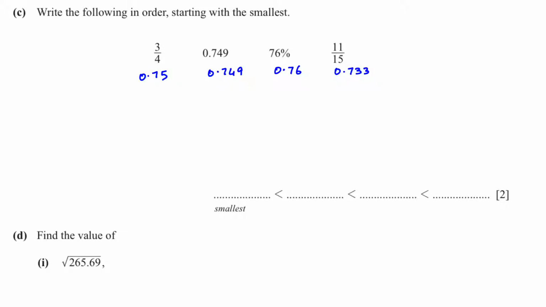To understand easily, because you have this in 3 decimal places, write everything in 3 decimal places. So we'll just add 0. Now it's very easy to see which is the smallest number. We can see that 11 over 15 is smallest, and then 0.749, then 3 over 4, and the last is 76%.